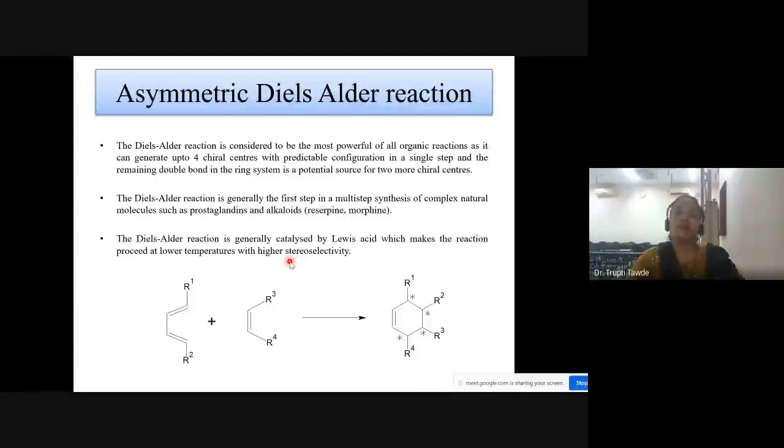But if I'm getting formation of 16 stereoisomers, I won't be able to call this asymmetric. If I want this reaction to be asymmetric, I have to get predominantly one isomer. So how to reject all those remaining 15 and get only one isomer in the Diels-Alder reaction, that we are going to see, the different selectivity ways, and then we will call it asymmetric Diels-Alder.